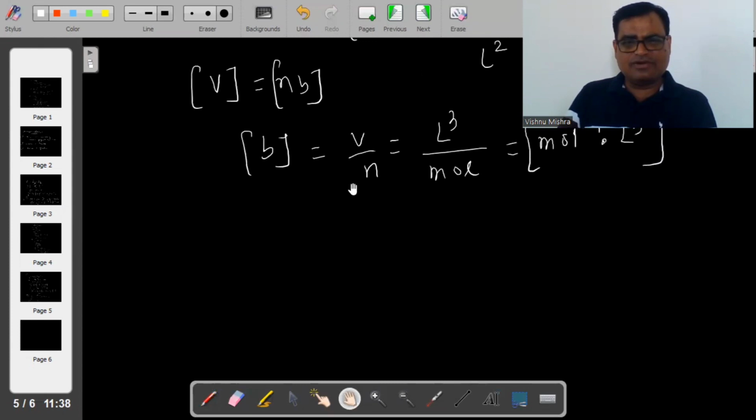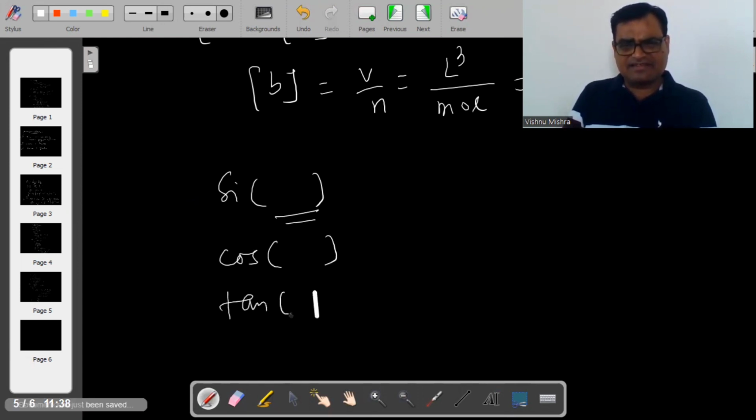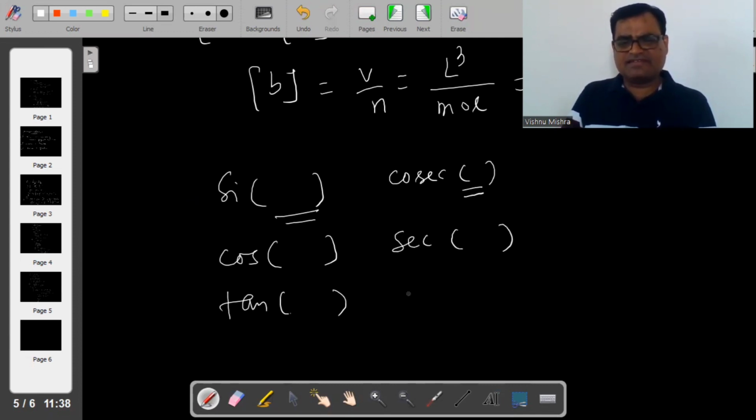Similarly, another rule is what? All trigonometry functions are dimensionless. जैसे sin के अंदर जो भी होगा, whatever may be that, it is always dimensionless. Similarly, cos के अंदर dimensionless है, tan के अंदर dimensionless है, हुआ कि नहीं? tan के अंदर जो भी होगा dimensionless. sin का opposite है cosec, जो भी होगा उसके अंदर dimensionless है. sec का अंदर जो भी होगा dimensionless.